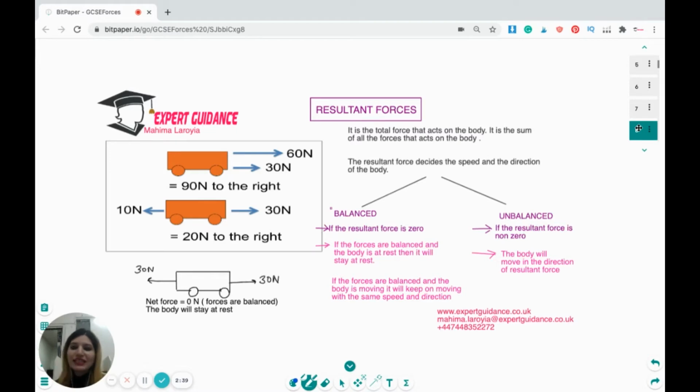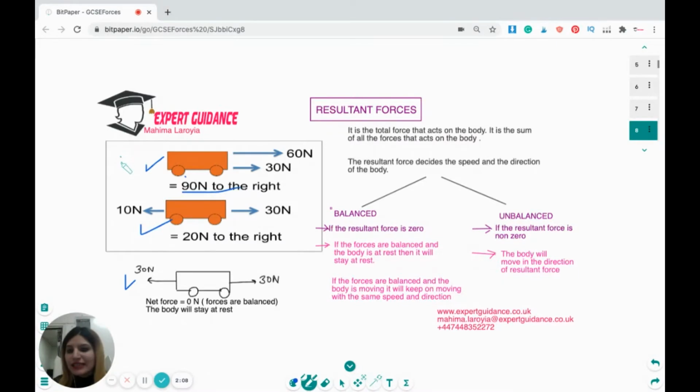Now let's try to understand the concept of resultant forces. What are resultant forces? Let us take a look at these three diagrams. In the first one, I have a 60 Newton force and a 30 Newton force, both acting in the same direction. They'll add up and the total force will be 90 Newtons to the right. The object will always move in the direction of the resultant force. In this case, the object will move towards the right.